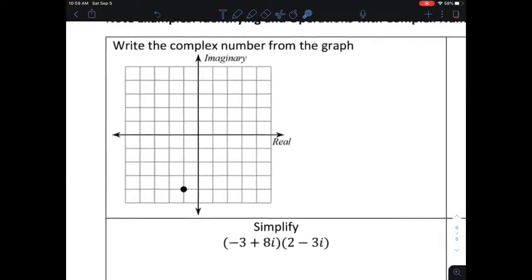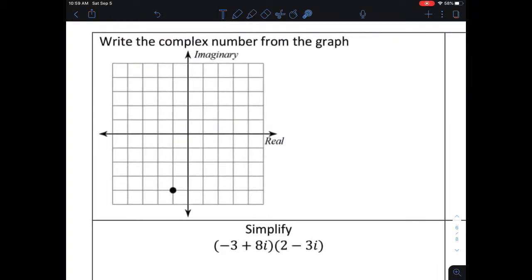So to start with, let's just look at a graph on the complex plane. Let's identify what this complex number here is. So basically, think of it in terms of coordinates. That coordinate has an x value of -1 and a y value of -4. So if this was on the xy plane, it would be (-1, -4).